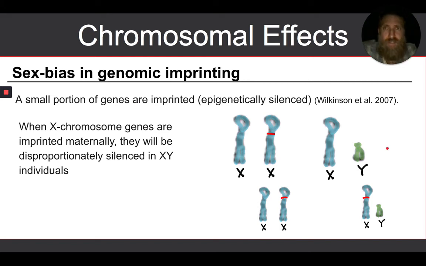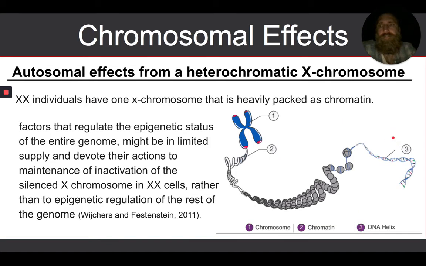So here's another sex biasing effect of the chromosomes: autosomal effects from a heterochromatic X chromosome. So what does that mean? It's a good question. XX individuals have one X chromosome that is heavily packed in chromatin. Right, so why is it packed in chromatin?